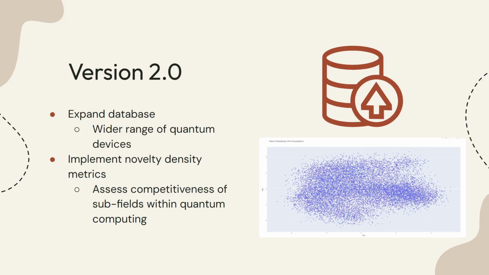And now, if we were to create a new version, what we would do is include more patents with more variety, with more quantum devices. And additionally, we would implement a novelty density metric. This gives them the most competitive fields and where they want to focus on their invention.